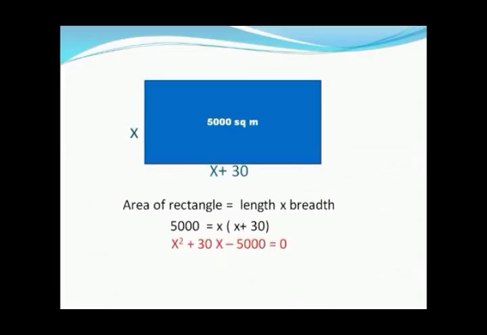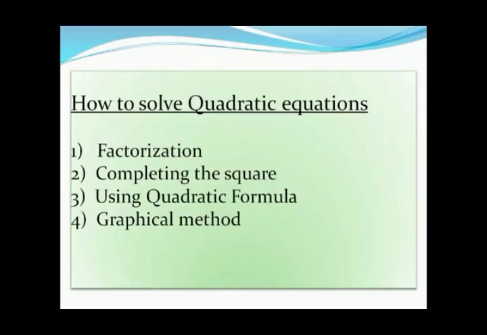Now we know that if it is a rectangular field, area is equal to length into breadth. So 5,000, that area is given to you, is equal to x into x plus 30. On simplifying this, we get x squared plus 30x minus 5,000 equals 0. We have 4 methods here to solve such quadratic equations. First is factorization, second is completing the square, third is the quadratic formula, and fourth is the graphical method, by which we can find the solution to such quadratic equations.